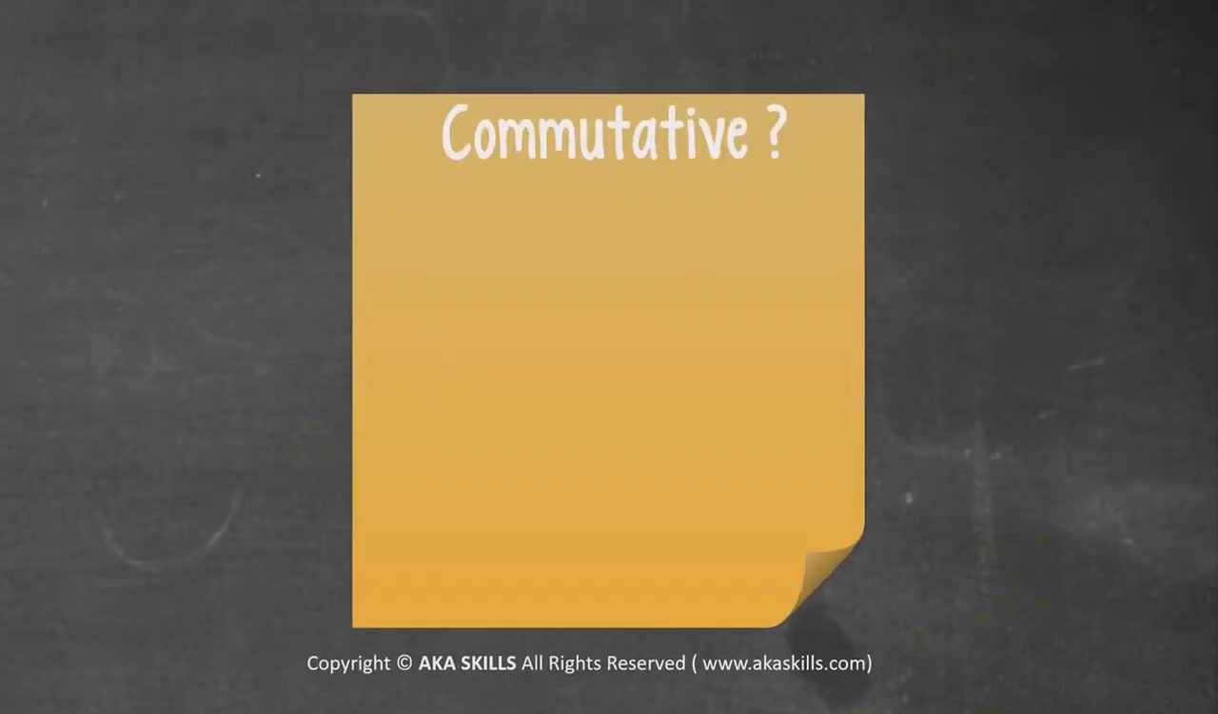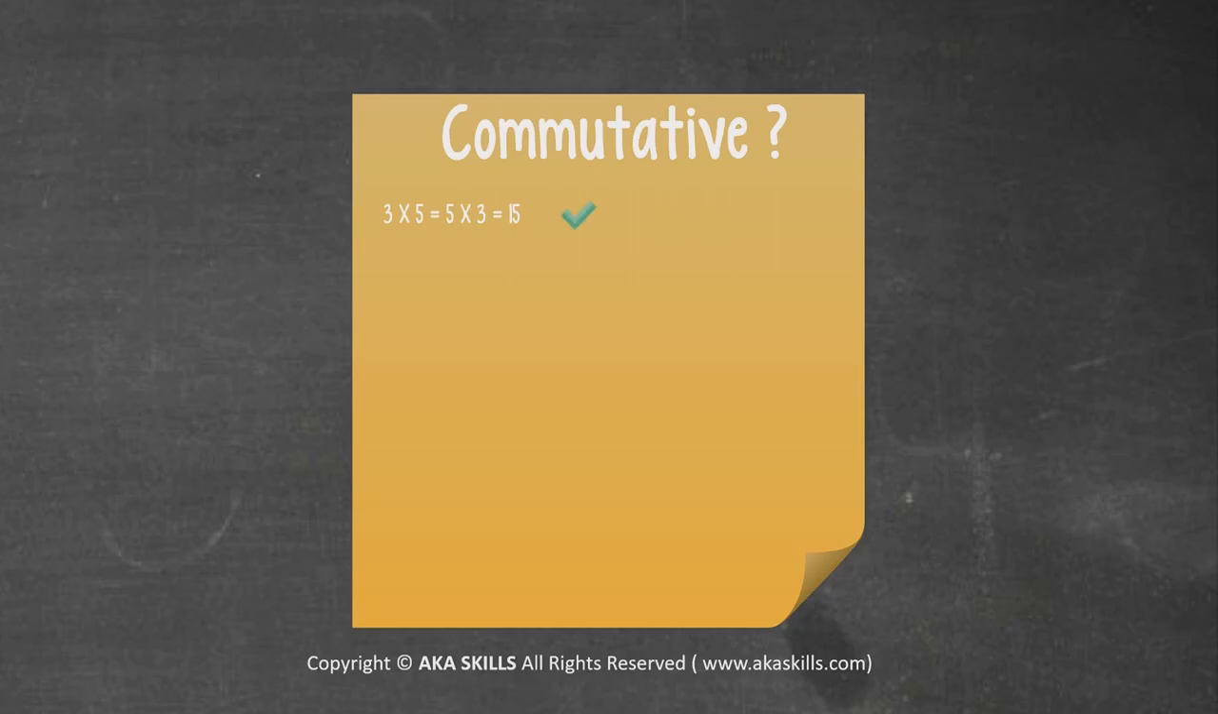So, we want to ask a question: is matrix multiplication commutative? In previous videos we learned how to do matrix multiplication, and now we're going to see some properties. The first property, is it commutative? What do we mean by commutative? For example, in scalar multiplication, 3 multiplied by 5 equals 5 multiplied by 3 and equals 15. That's in normal multiplication.